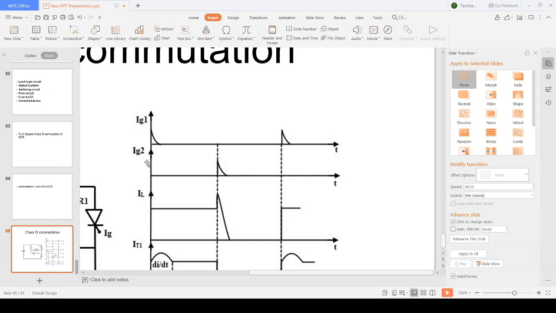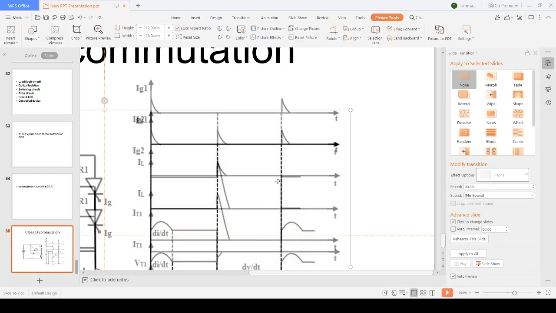After some instant, Ig2, this current is applied to the auxiliary SCR, and at the third instant, at this point, Ig1 is applied again. Ig1 is the value of gate current. This gate current is applied to the gate terminal of an SCR. After applying the gate current, the SCR will get turned on.